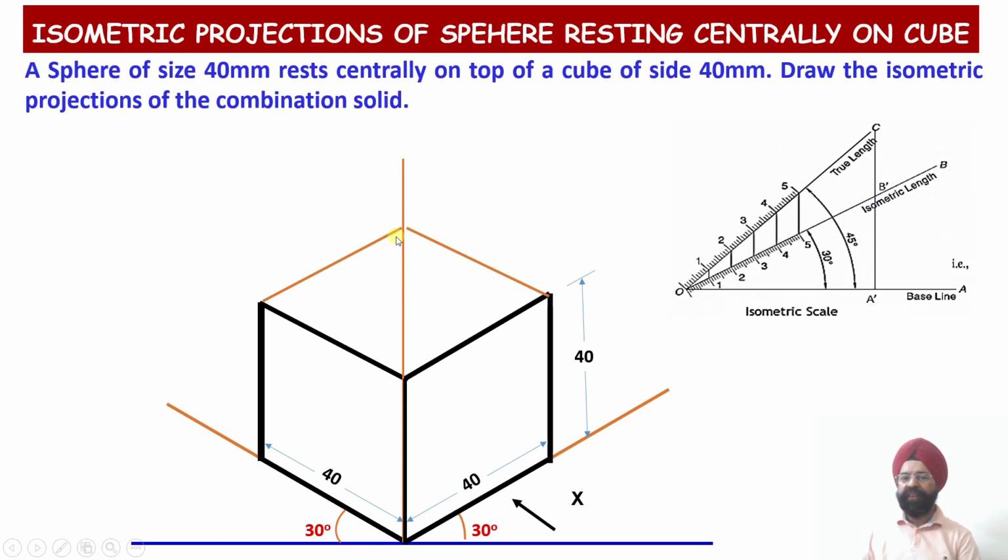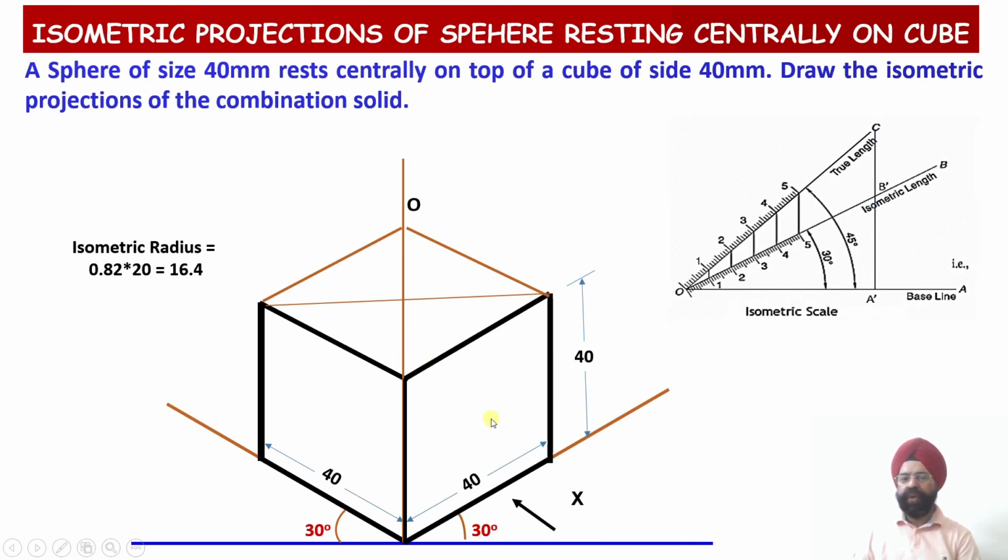Now once we have completed the construction of a cube in which the top two edges we have drawn light, next we can join the diagonals of this particular square face of the cube. That is, this is the top face of the cube which happens to be a square, and as we know, a square appears to be a rhombus in case of isometric projection.